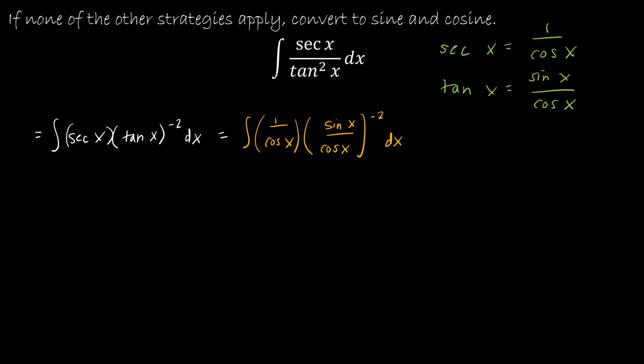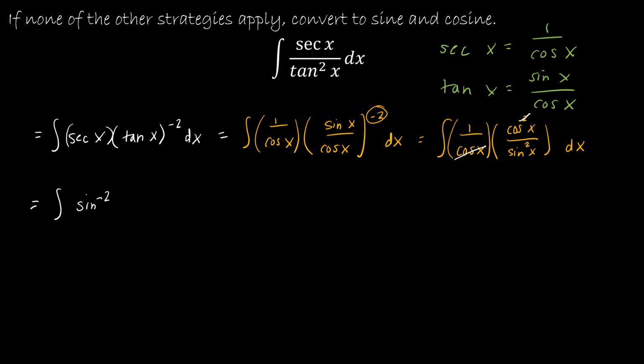Now, we hopefully know that when you have a negative exponent, that's just telling you to take the reciprocal. So this is actually the integral of 1 over cosine of x, and then this is cosine of x over sine of x squared, or if I distribute the squared, it's cosine squared of x over sine squared of x dx. From here, I can reduce. So I have cosine of x here, I can reduce it with one of those. So my new integral is sine to the negative second of x, cosine of x dx.